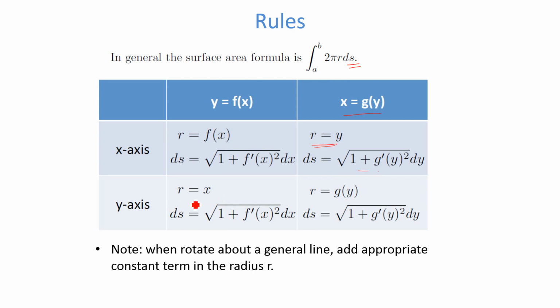And if we revolve this around the y-axis, then if y is equal to f(x) is revolving, then r is equal to x and ds is given by this formula. And if x is equal to g(y) is revolved around the y-axis, then we have r is equal to g(y) and ds is equal to this, right? So this is the basic trick.